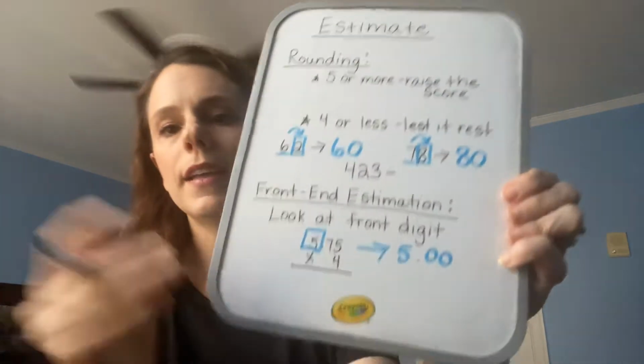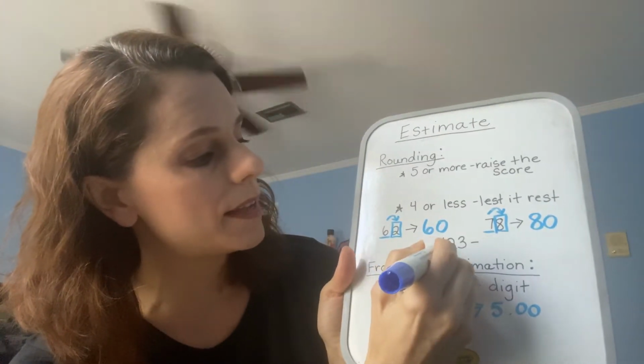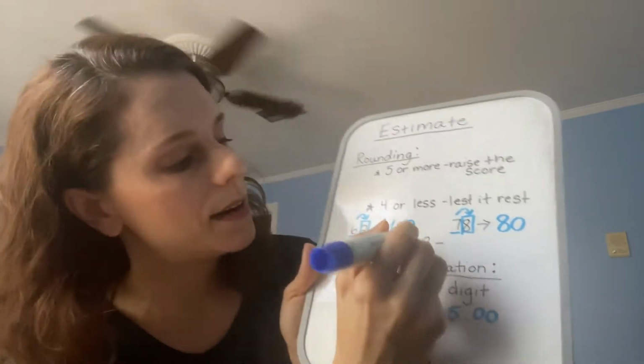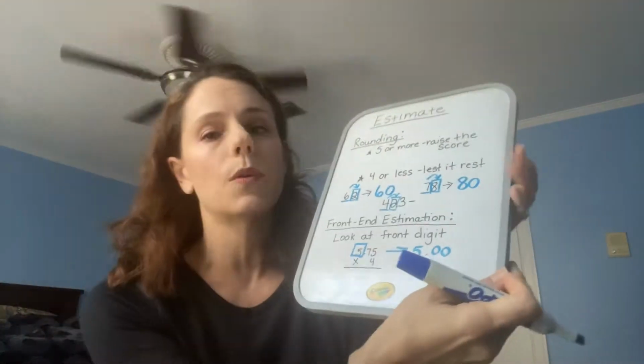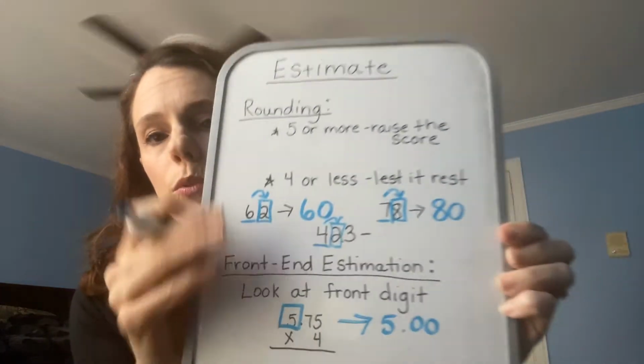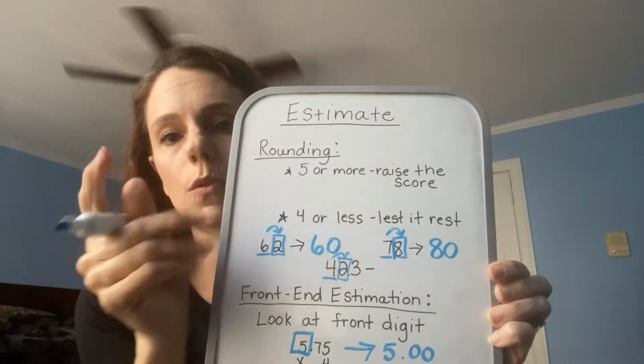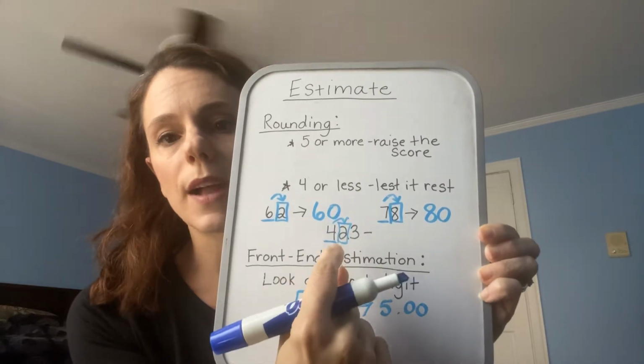So if you have the number 423, okay, 423, and we're going to round to the hundreds place. You need to know where your hundreds place is, right? Here's your hundreds place. I'm going to underline it, and then I'm going to box the tens place. So I'm looking at the 2. Okay, your rules. 5 or more, raise the score. 4 or less, let it rest.